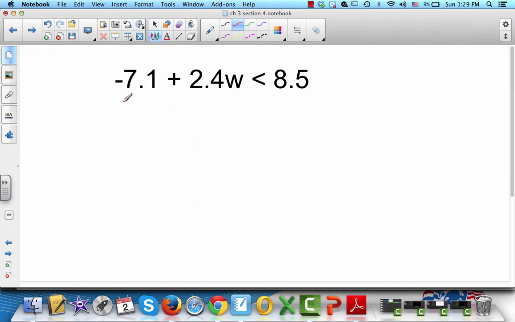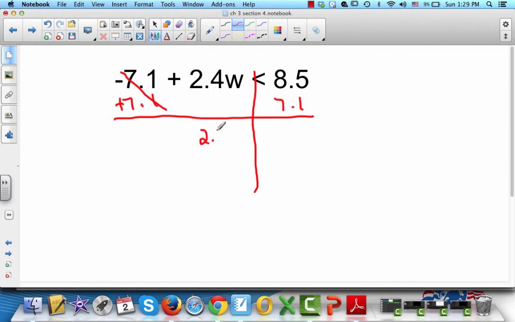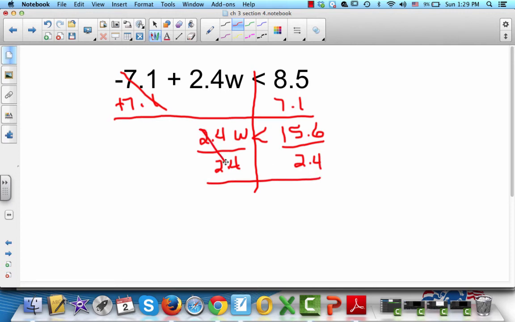All right, let's get rid of this. Draw our line down the middle here. Let's get rid of this 7.1 by adding 7.1 to both sides of the inequality. These cancel each other out. You're left with 2.4w is less than 15.6. Then we're going to divide both sides by 2.4. These cancel each other out. And you're left with w is less than 6.5. Did you get that?